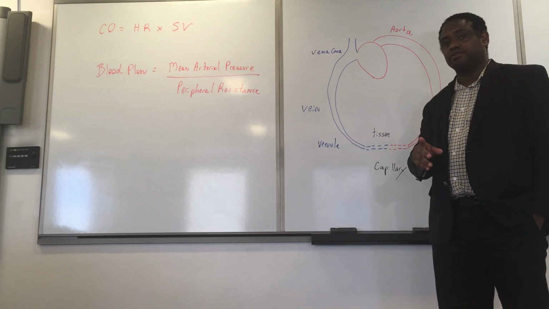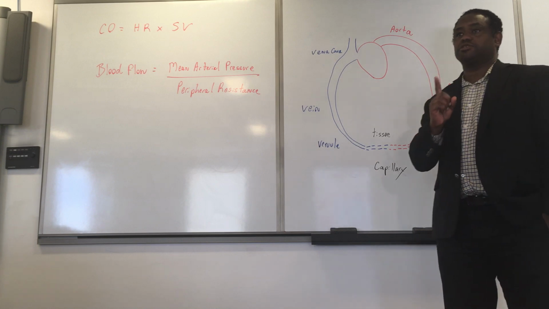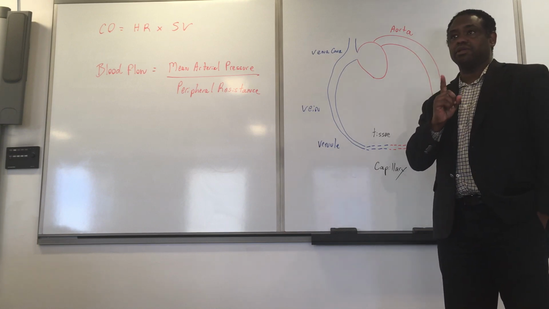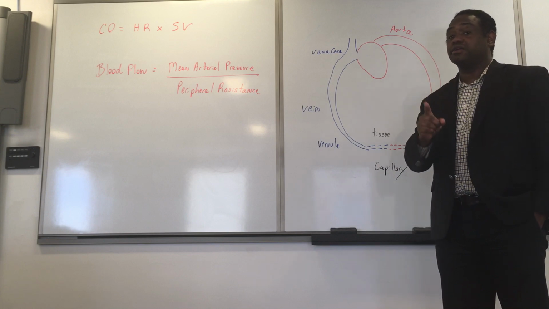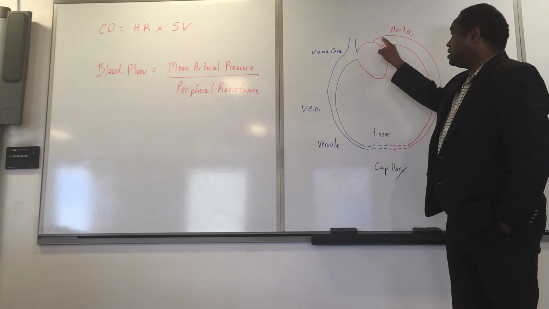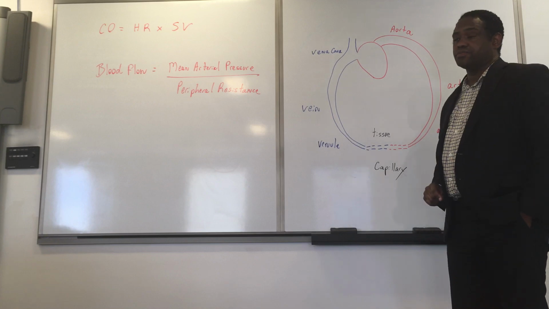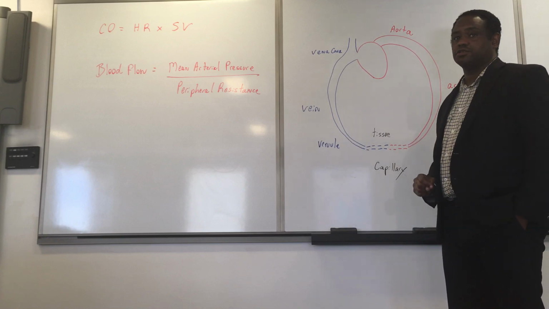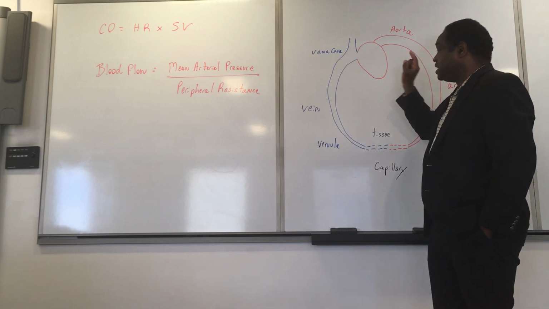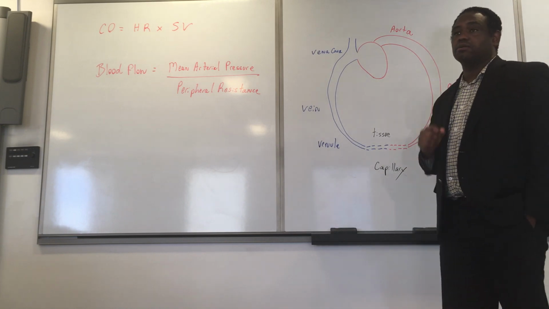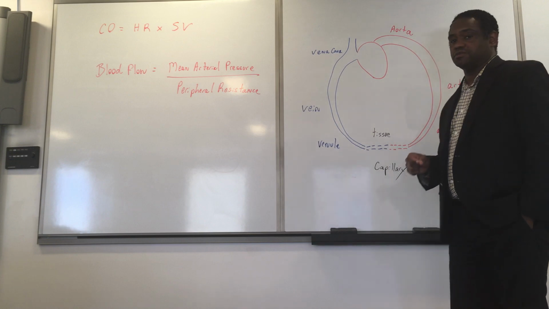And I want to make it clear that systemic circulation is the blood going to all the different tissue in your body. All right, so where does it start? It starts right here at the aorta. As soon as that left ventricle ejects blood into the aorta, now we're talking about blood in the systemic circulation.